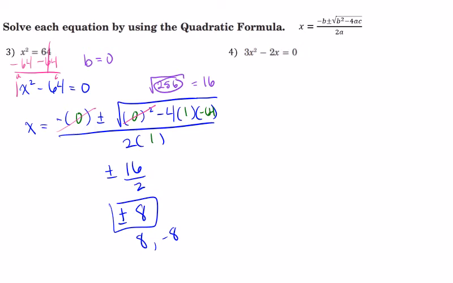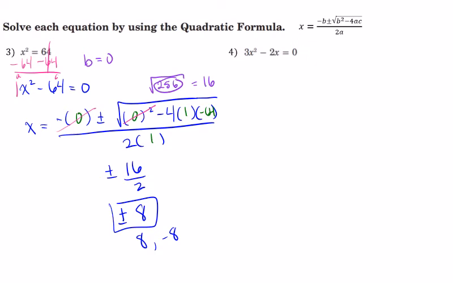All right, so that's what happens when b is equal to 0. You're going to get 2 numbers that are opposites. Okay, so when b is equal to 0, you get 2 numbers that are opposites. And that's how it always works out, because you don't have that thing to add or subtract in the front. So you just end up with plus or minus one number.